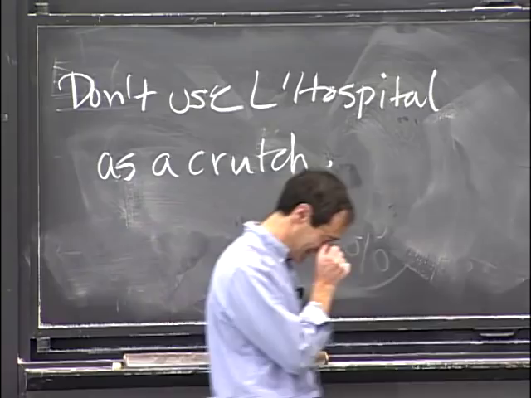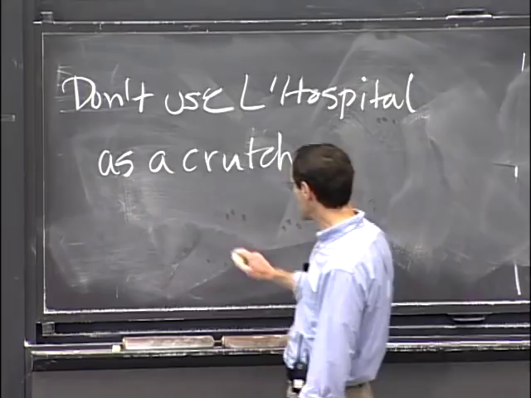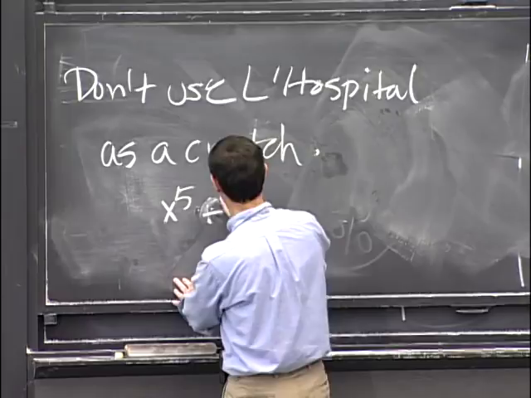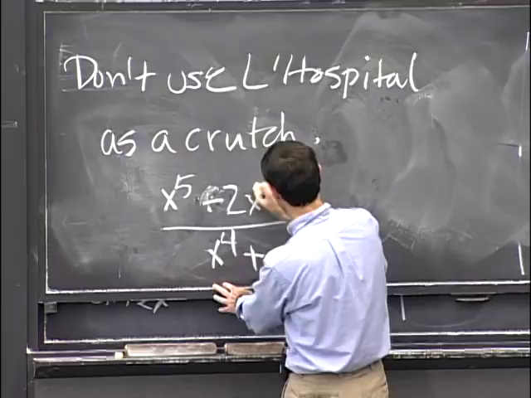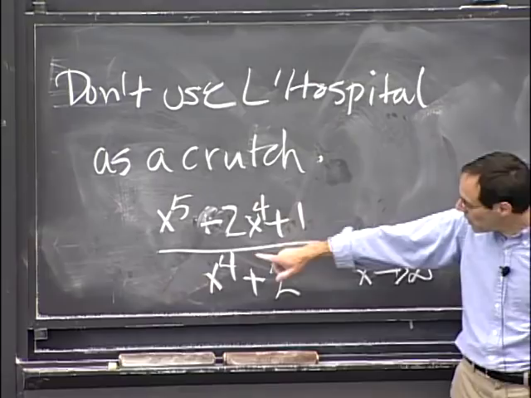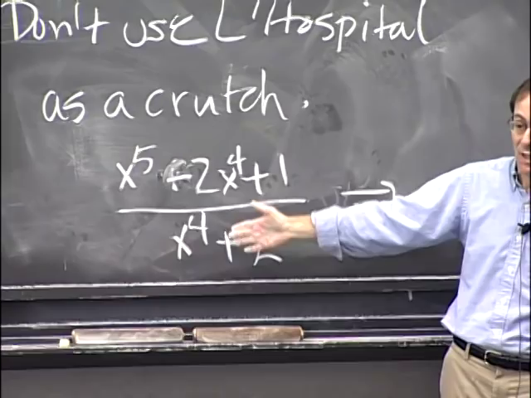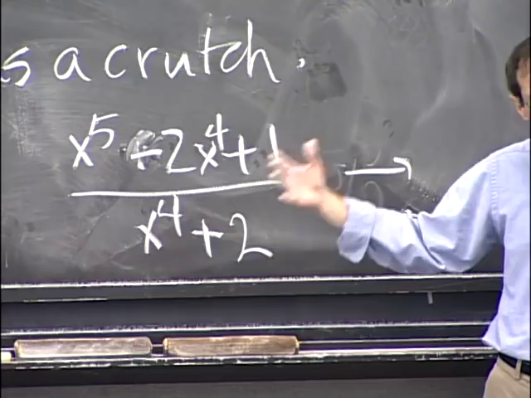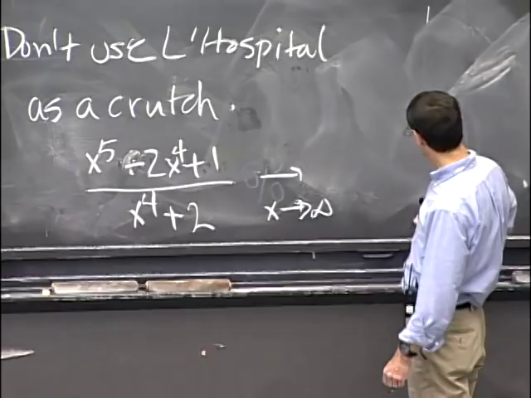So remember that you shouldn't lose your senses. If you have something like this, so we'll do this one here. Suppose you're trying to understand what this does as x goes to infinity. Now, you could apply L'Hopital's rule 5 times or 4 times and get the answer. But really, you should realize that the main terms are sitting right in front of you, and that there's some algebra that you can do to simplify this.